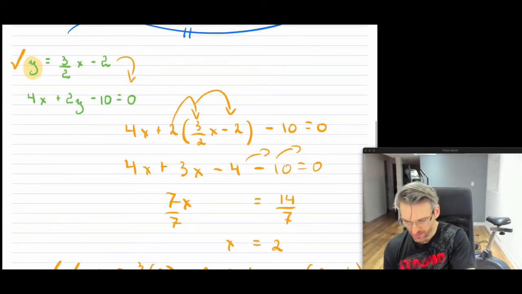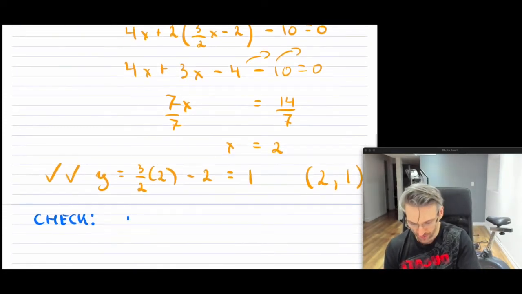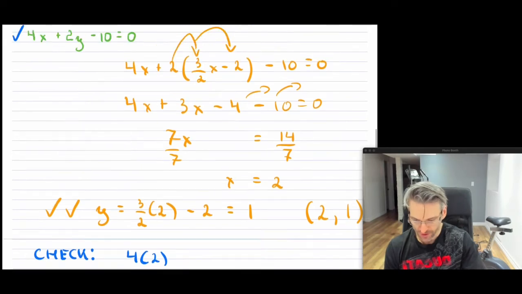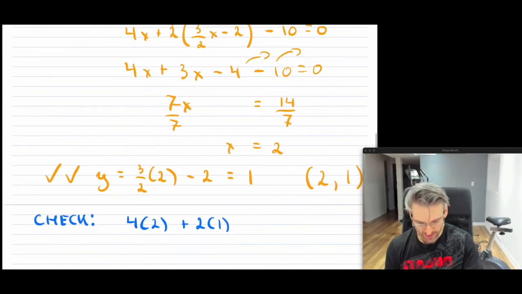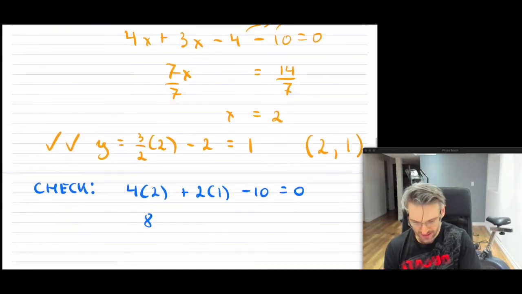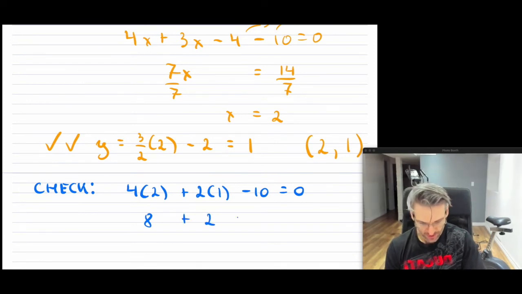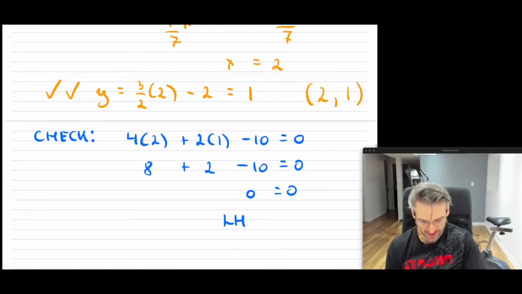So that means, let me use this one. So I'm going to say 4, now x is 2, plus 2, y is 1. And that's supposed to be minus 10, and we'll see if it equals 0. So that's 8 plus 2 minus 10 equals 0. Yep, 0 equals 0. So we say left-hand side equals right-hand side.